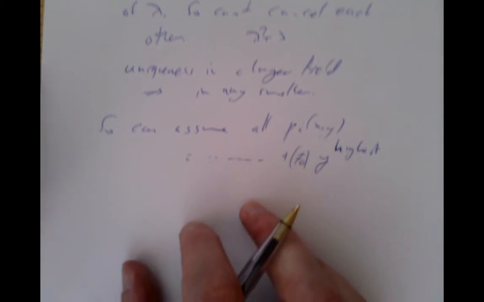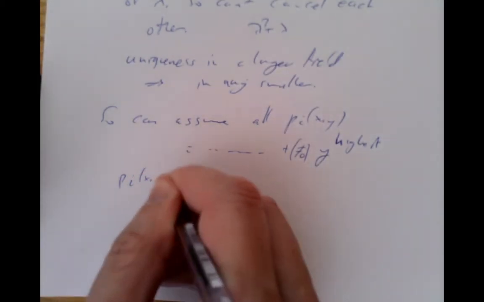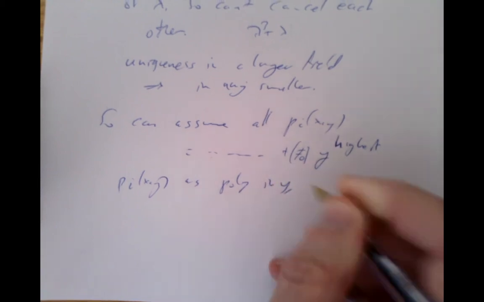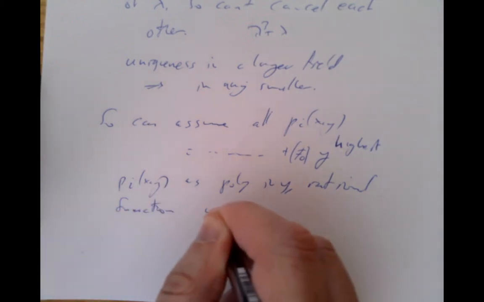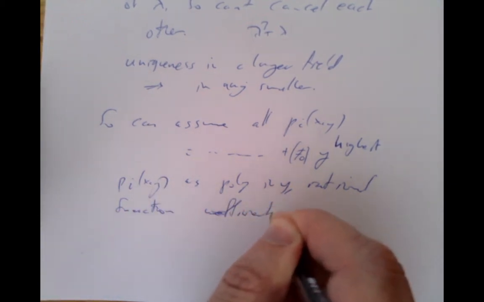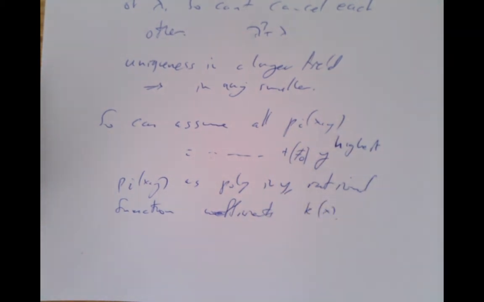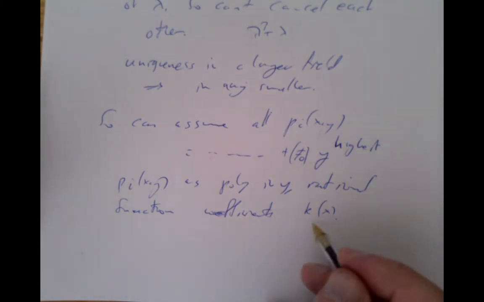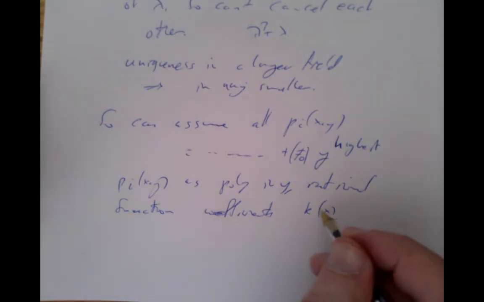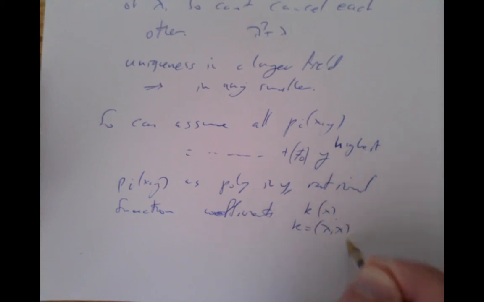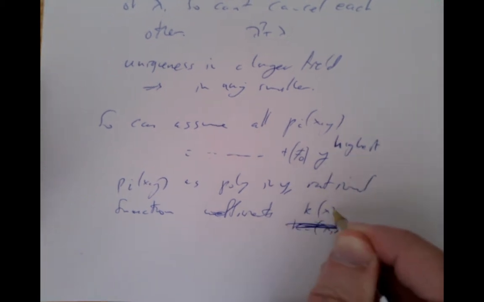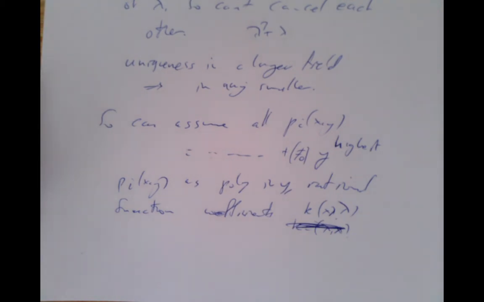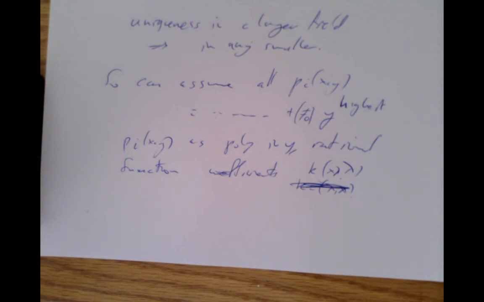So now let's think of that as a polynomial in y with rational function coefficients. So rational functions of x. Or, well, in lambda, I suppose, too, if you want to put it in there as well. So you could think of them as being rational functions of lambda and x. At this point, because we do still have the lambda sitting around, it should be k of x and lambda.